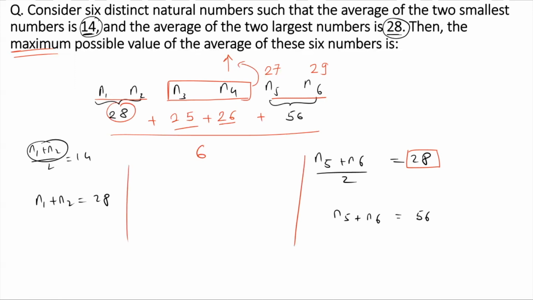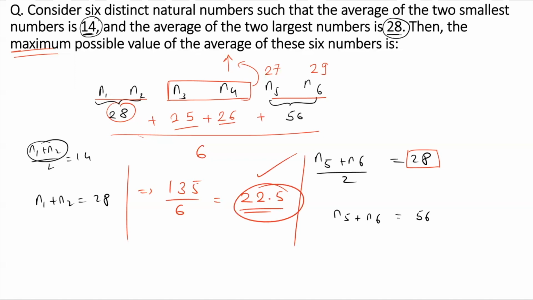The sum of n1 and n2 is 28, plus n3 is 25, so 53, plus n4 is 26 will be 79, and plus 56 will be 135. So 135 divided by 6 should give you your required answer. 6 2s are 12, again 6 2s are 12, 6 5s are 30. The required answer is 22.5.